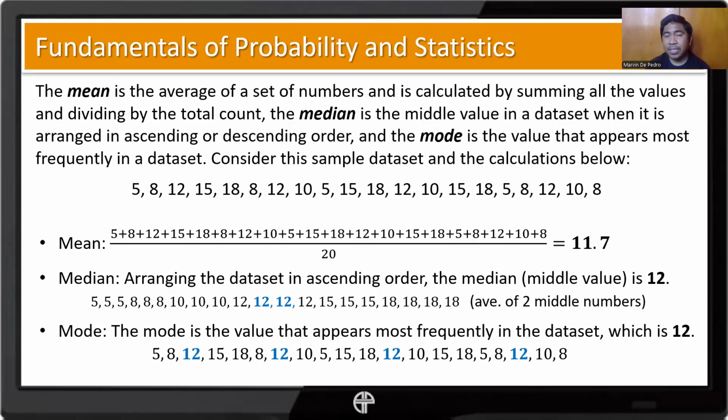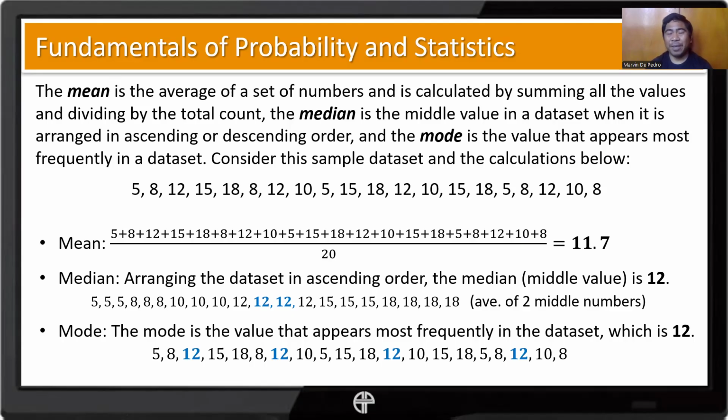Now, the median is the middle value in a data set when it is arranged in ascending or descending order. So when we take the median, first we have to arrange it from the lowest to the highest, or maybe vice versa. So from there, we locate the centermost. And in this case, the most middle values are the 12 and the 12.